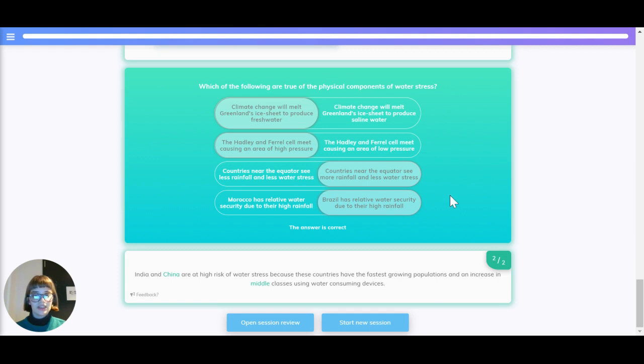The different physical components of water stress. Climate change will melt Greenland's ice sheet to produce fresh water. Sinking air at 30 degrees north has a need causing an area of high pressure. Countries near the equator see more rainfall and less water stress, and Brazil has relative water security due to its high rainfall. Two countries that are at high risk of water stress are India and China, because they have the fastest growing populations and an increase in the middle classes using water-consuming devices.